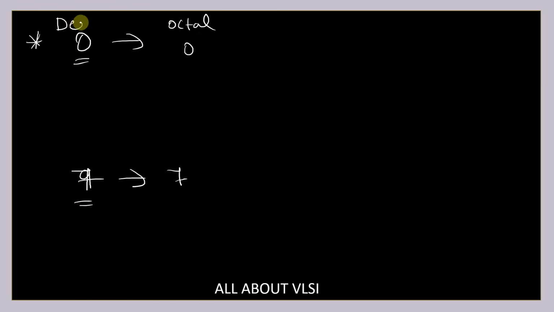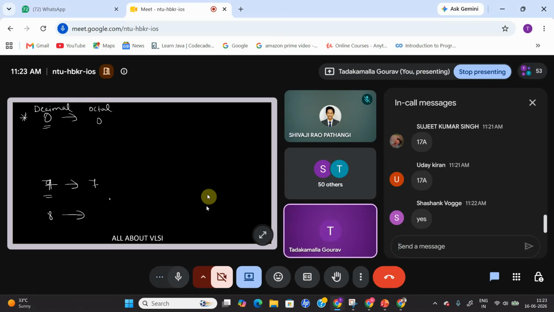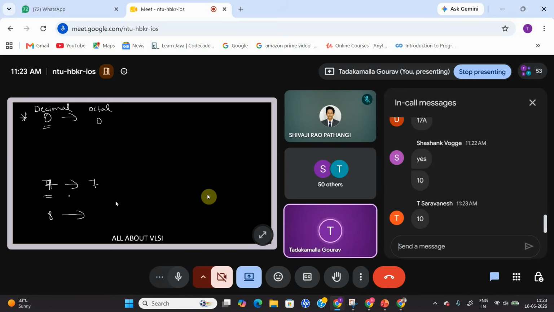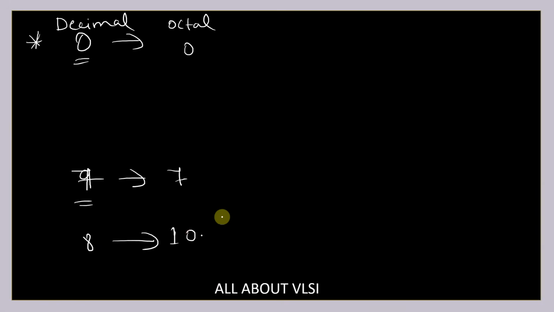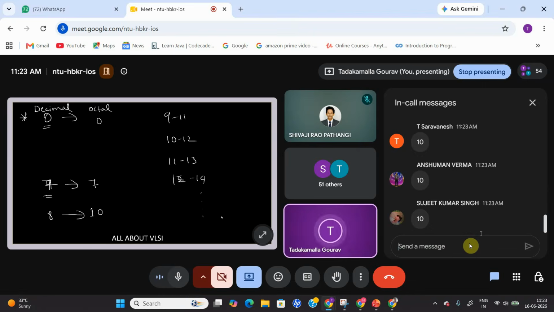Okay. Now, what about my decimal digit 8? How to represent decimal 8 in octal format? What is the value? 1, 0. Exactly. And followed by, 9 is 1, 1; 10 is 1, 2; 11 is 1, 3; 12 is 1, 4; and so on. Up to 1, 7, you're going to do.